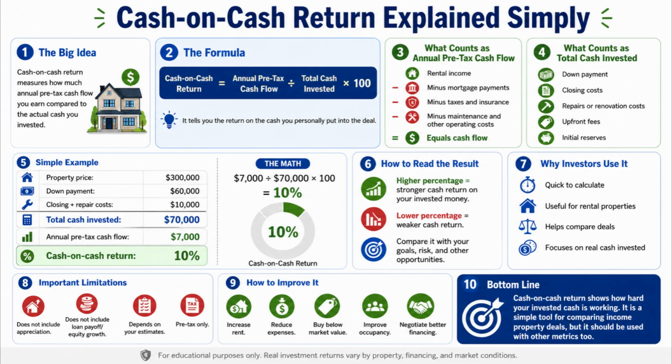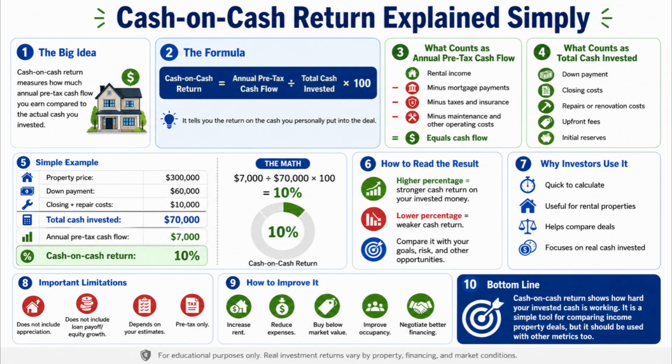Real estate investors use cash-on-cash return because it is quick to calculate and useful for comparing rental property deals. It focuses on actual cash invested, not just the total property price. This makes it especially helpful when comparing properties with different down payments, financing structures, or repair costs.